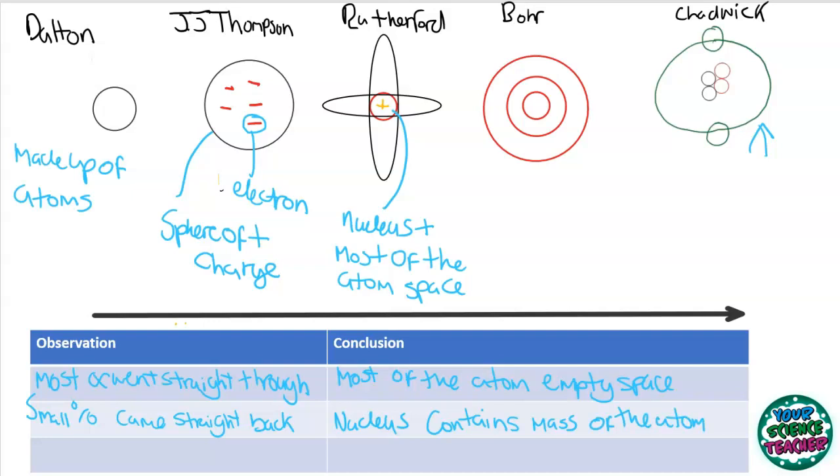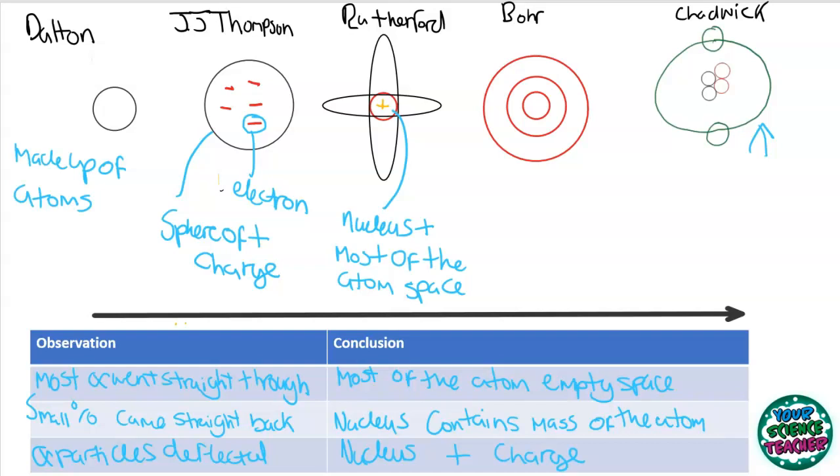Now, he made one more observation, and that was that some of the alpha particles were deflected. And after doing radioactivity in physics, you'll know that alpha particles are positively charged. And the reason why they were deflecting, he concluded, was that this nucleus had a positive charge, and 2 like things repel.